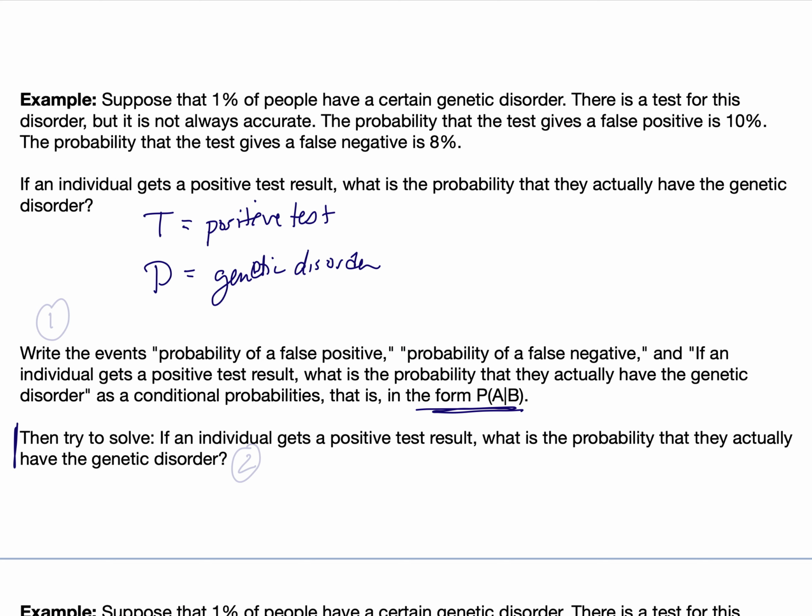I'm actually going to pause twice. I'm going to pause once and just write these out, and then I'm going to pause a second time and solve the problem.